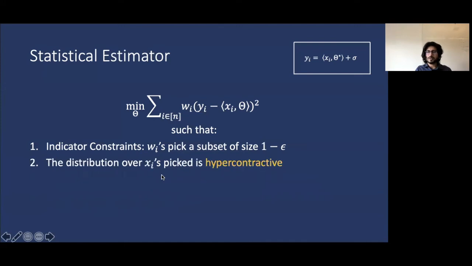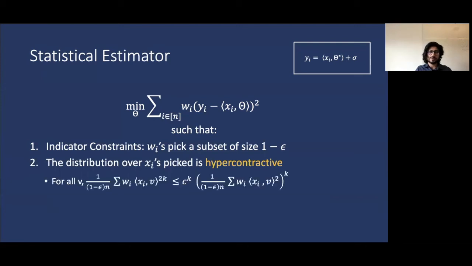Okay, so next we can show how to enforce hypercontractivity, and this is also standard in the literature for robust statistics now for problems like mean and covariance estimation. But what we can do is simply look at the uniform distribution, which is the average over the set of points that we pick, which are indicated by the wi's, and enforce the definition of hypercontractivity, which on the left-hand side has the 2kth moment, and we enforce that this is upper bounded by the variance of these samples raised to the power k.